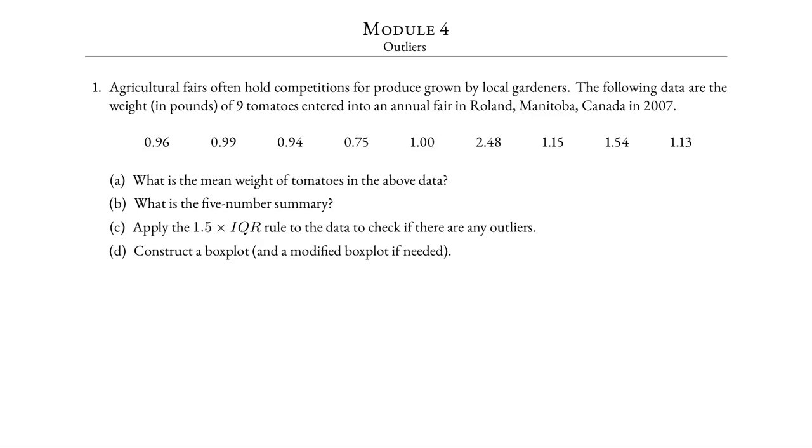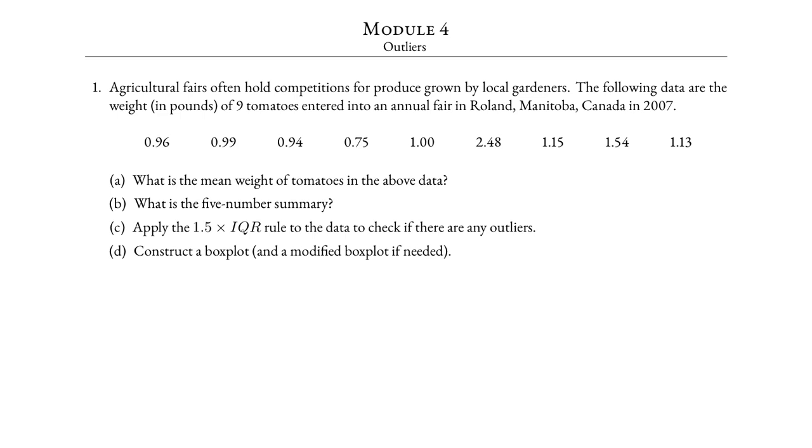The purpose of this activity is to find the mean, the 5-number summary, use a 1.5 IQR rule to check for any outliers, and to construct a box plot. We will also see the different ways of finding the median and Q1, Q3 when we have an odd number of observations in the data set or an even number of observations in the data set.